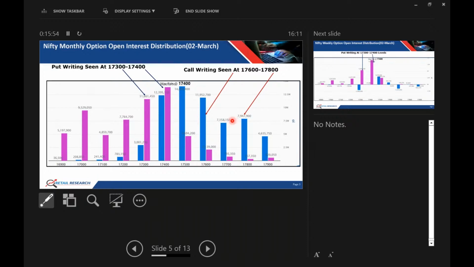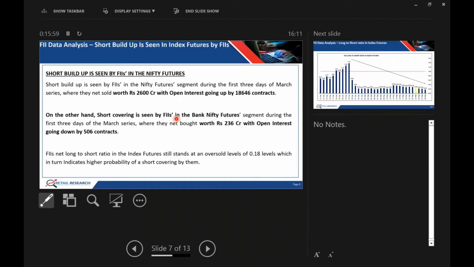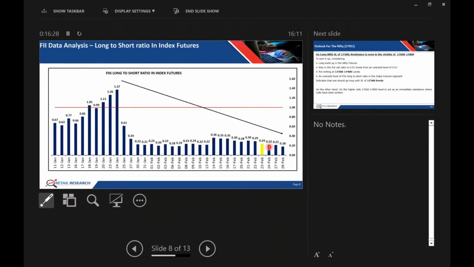Around 17,600 to 17,800 we can find resistance, but the important thing is to create positions on the Bank Nifty side. We saw that the FIs have created a short position of about 2,600 crore, with about 18,000 contracts sold in the Nifty. On the other end, they have started covering their shorts in Bank Nifty: they have bought 236 crore worth, and around 500 contracts they've gone long. So FIs are still short on the Nifty. Today in the evening, I'm expecting some kind of short covering.